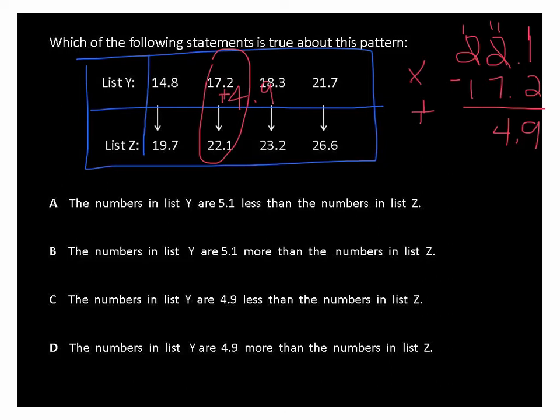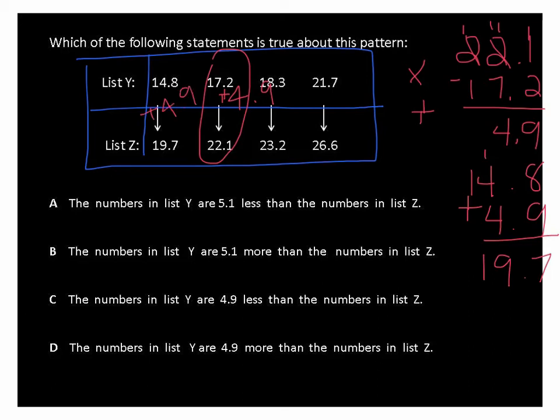Now I need to make sure, so I'm going to check that with another pair of numbers. Let's go ahead and use these right here. So I'm going to take 14 and 8/10 and I'm going to add it to 4 and 9/10. And I'm going to see what I get. If I get 19 and 7/10, then I have the correct answer. And I do. So I have correctly found the pattern. The pattern is adding 4 and 9/10 going down.